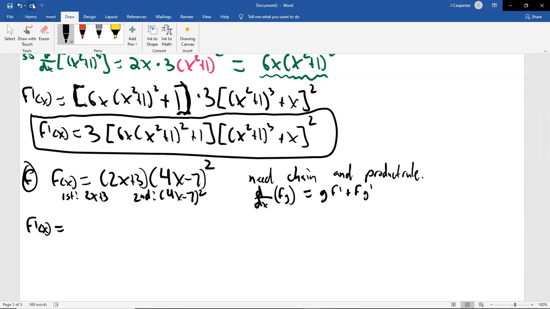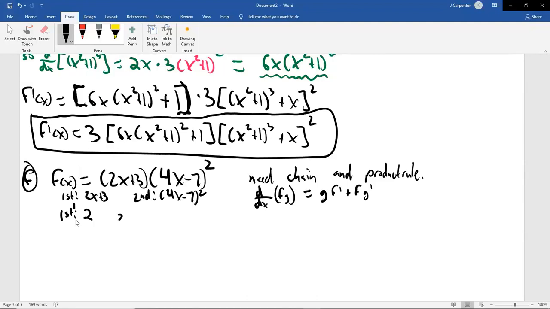Sorry for my coughing. Eraser. I want some more room here. I don't want to do that yet. I could have, but it's fine. So let me go ahead and show what these derivatives are. The derivative of the first, the derivative of 2x is 2. The derivative of 3 is 0. So that's the derivative of the first.